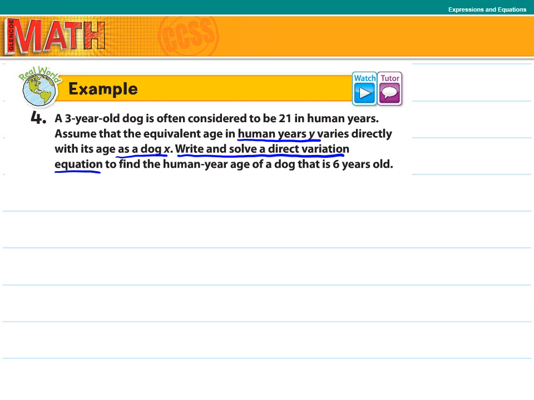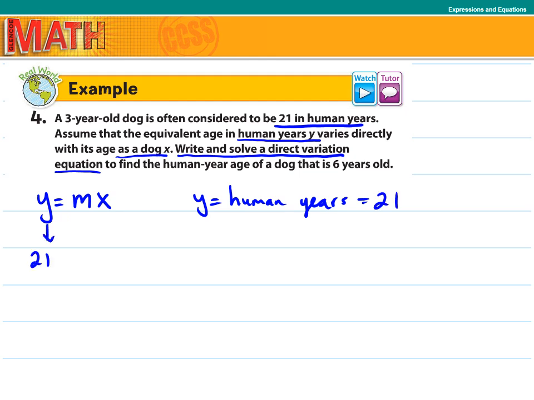So direct variation equation is y equals m times x. Okay. So we know that the y in this example represents human years. And the problem tells me that this dog is 21 in human years. So let's replace y with 21. And we also know that x is dog years, and this dog is 3 years old. So I can replace x with 3, and m stays the same. Okay, that's going to be our rate that we're trying to find.